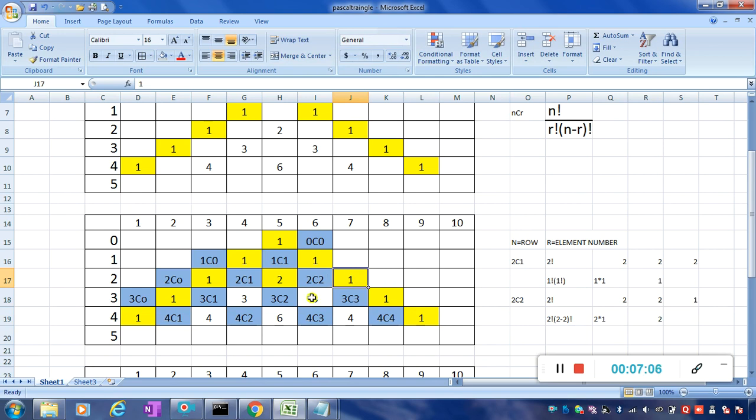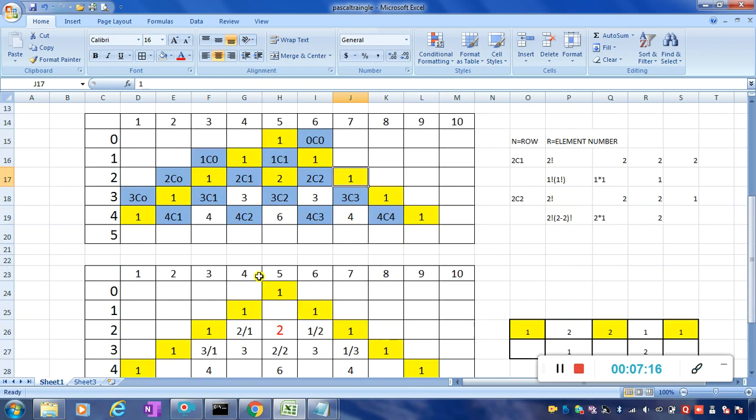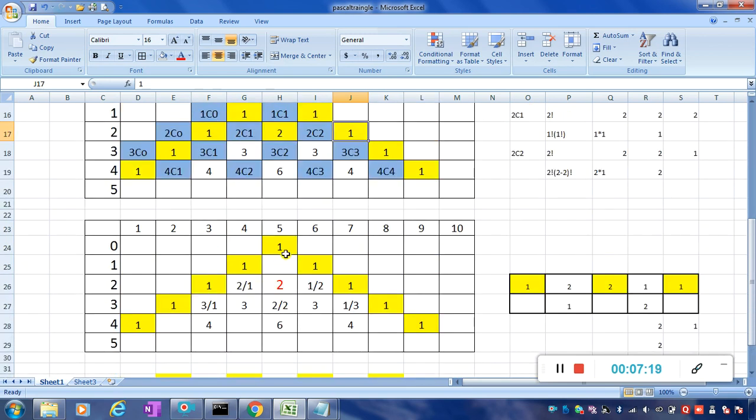So we are implementing the NCR formula to calculate the values over here. Now how we are actually going to implement it, that I'll show you. Consider this. Here we assume that on the 0th row I am placing 1, on the first row I am placing 1s. Now on the second row, the first element is 1.